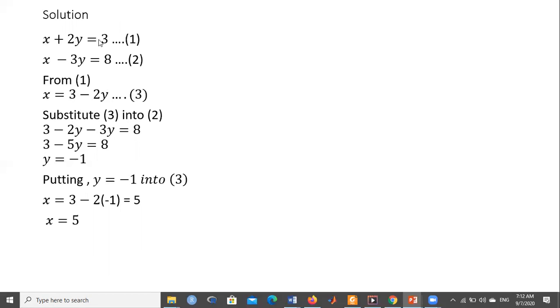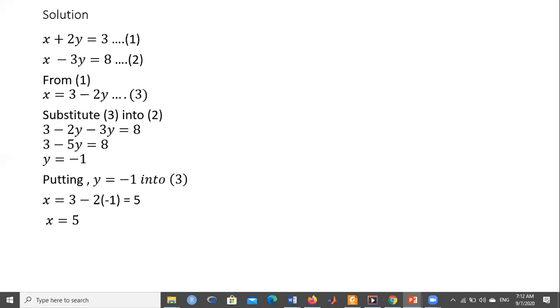We took equation 1, so this time we are not going to take equation 1, but the other equation, equation 2. And whenever you see x, you put 3 minus 2y. So we substitute equation 3 into equation 2 to get 3 minus 2y, which is for x, now minus 3y equal to 8. So that's why we get 3 minus 5y equal to 8. Therefore, y equal to negative 1.